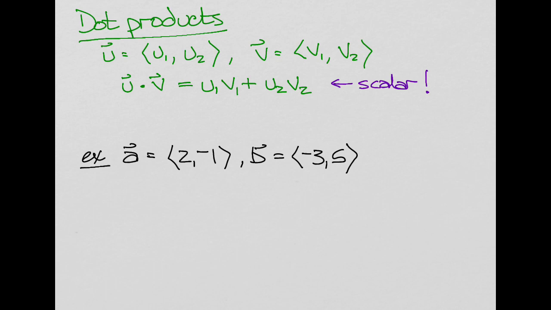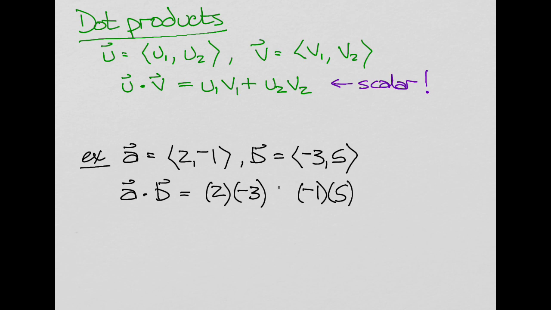Let's take a look at how that works here. I have a and b, and I want to find a dot b. So I'm going to take the x components, 2 times -3, and the y components, -1 times 5, and we'll total those. So what do I got? -6 plus -5. The dot product of these two vectors is the scalar, -11.